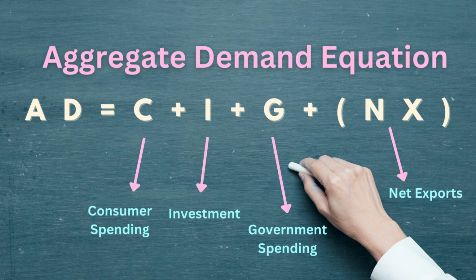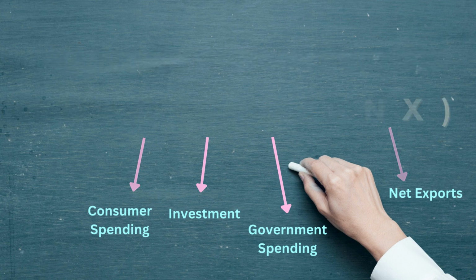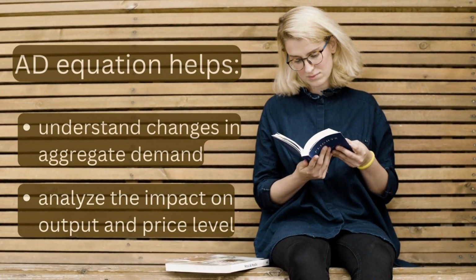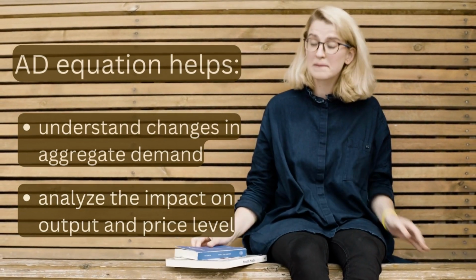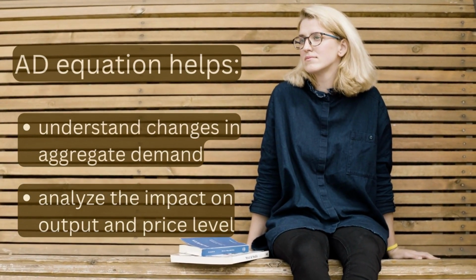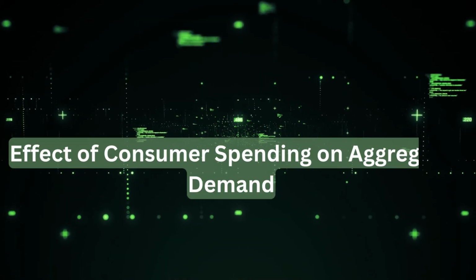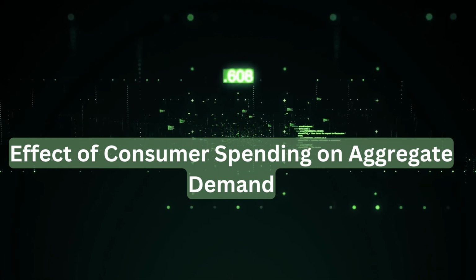This equation shows that the total level of aggregate demand in an economy is equal to the sum of consumer spending, investment, government spending, and net exports. The equation can be used to analyze the changes in aggregate demand and to understand the effect of changes in one or more of the components on the overall level of output and prices in the economy. Let's take a look at how changes in these factors can affect aggregate demand.